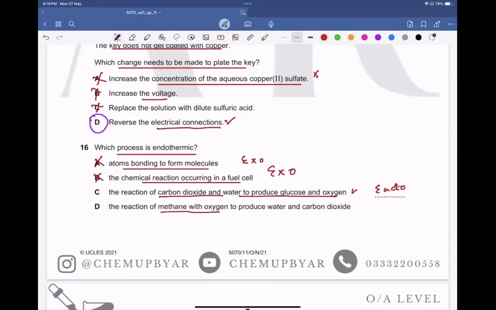D. The reaction of methane with oxygen, combustion, which is also exo. So D goes wrong as well. Yes, C is the correct answer. Good, Alisa.